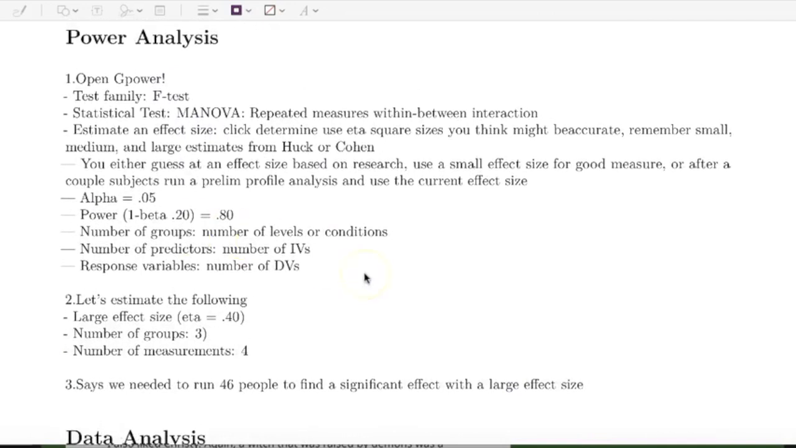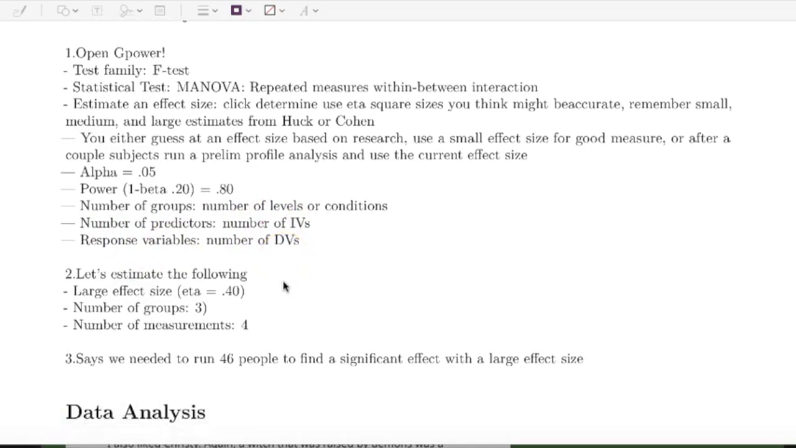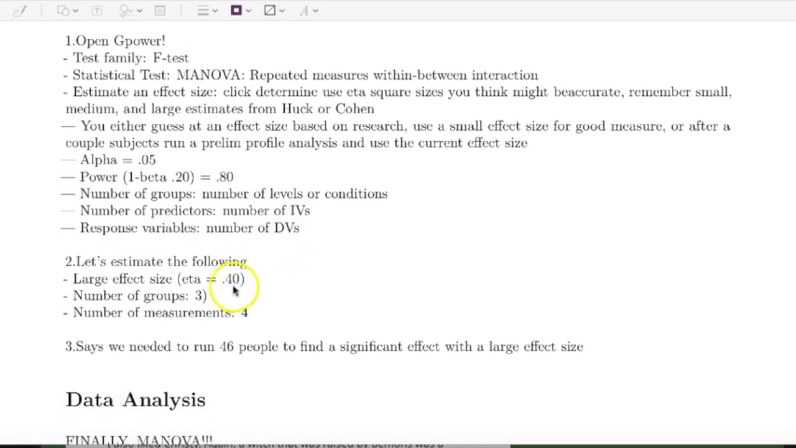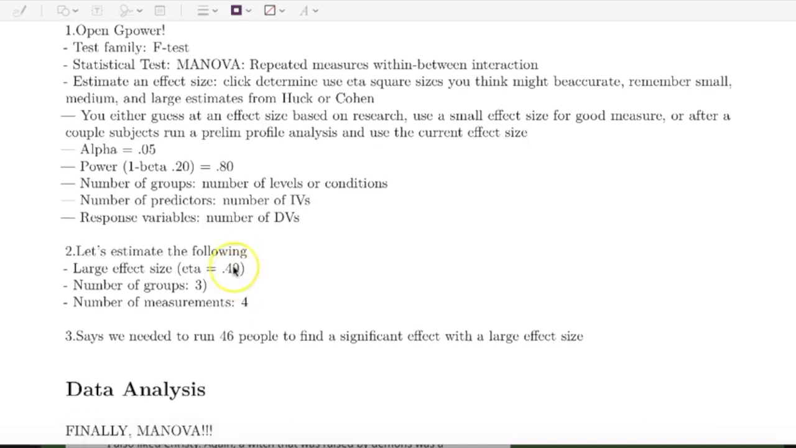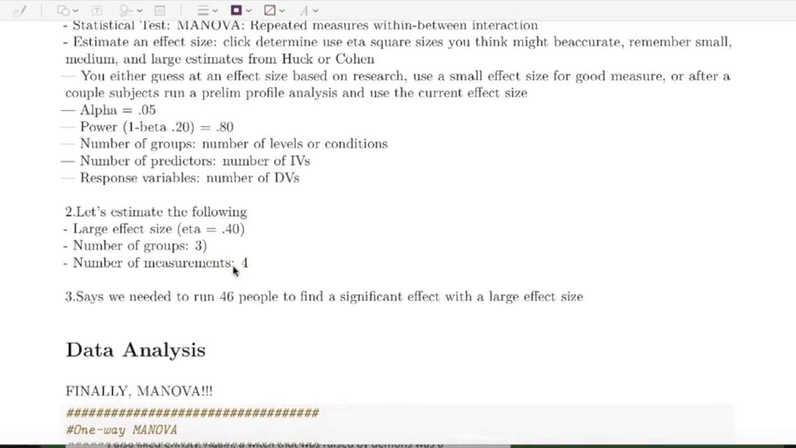Next, I'm going to go ahead and do a power analysis. There's no specific function for profile analysis in G*Power, of course, but everything here is essentially MANOVA, so we can use the MANOVA repeated measures within-between interaction. We're going to use alpha 0.05, power 0.80, the number of groups or levels on the conditions, the number of predictors is the number of independent variables, and the number of response variables is essentially the number of dependent variables. We're going to use a large effect size.